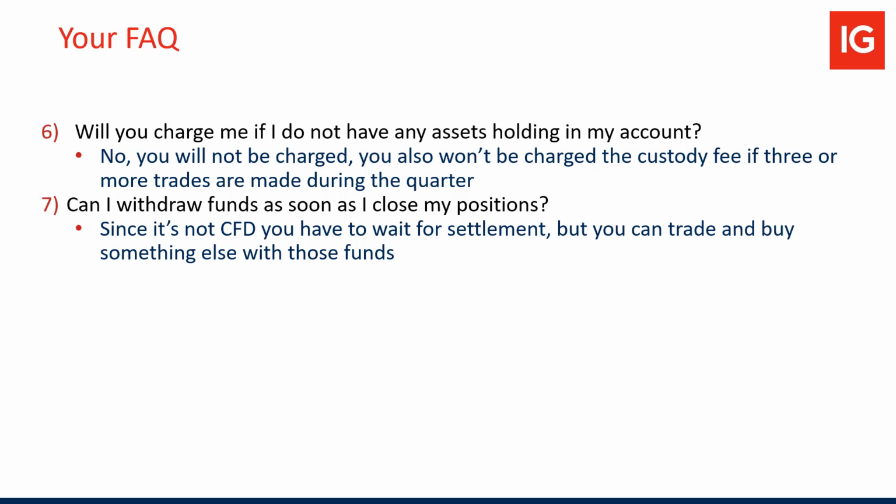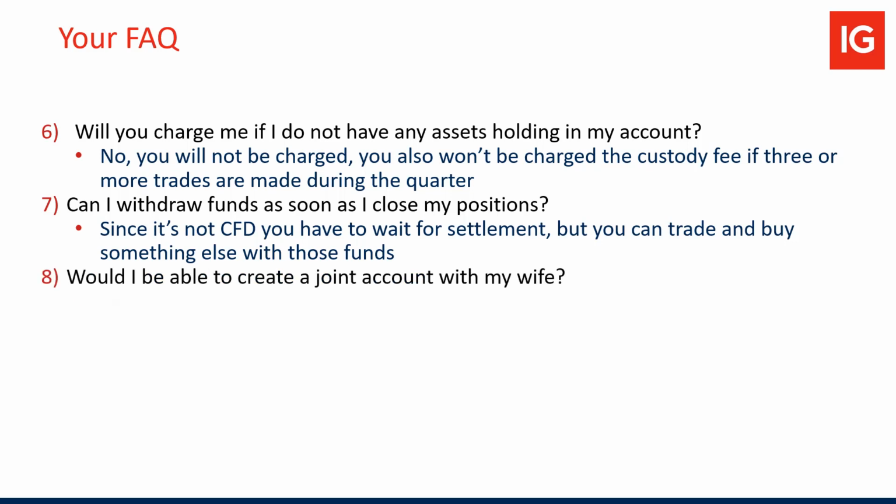But in the meantime, what we do offer with IG is you can trade and buy something else with those funds. So let's say you close out your investment, $1,000, and you go, well, you can either wait for settlement to withdraw the 1,000, or you can turn around though. IG does let you turn around and trade and buy something else with those funds right away. You don't have to wait for settlement to buy something else on the platform. It's only when you want to withdraw and it's a physical share, it's not a CFD, then yeah, you're going to have to wait for settlement.